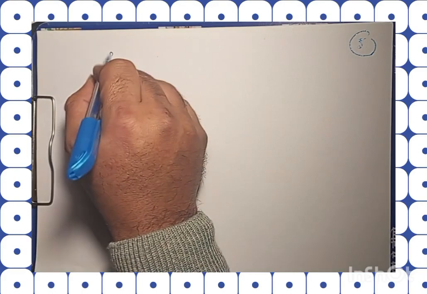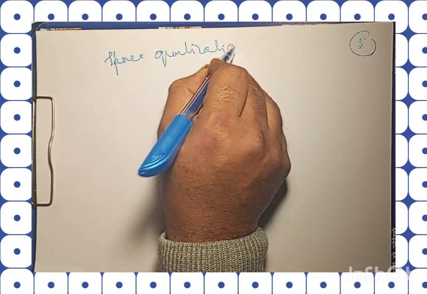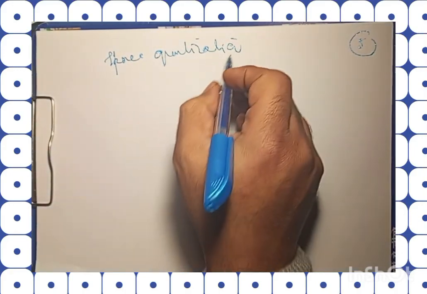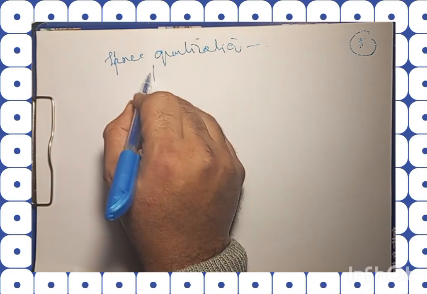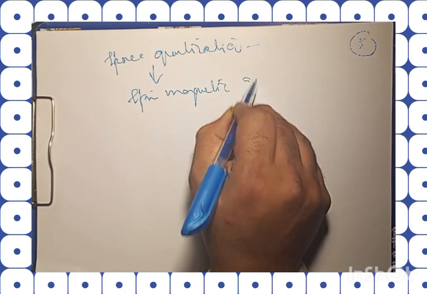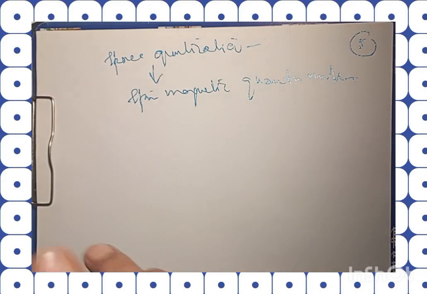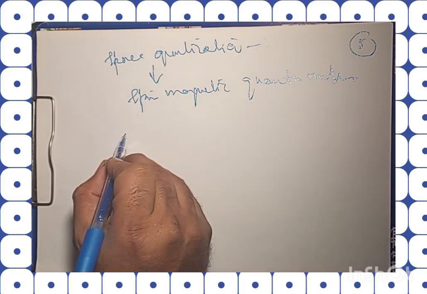Now, electron has spin and its value is 1 by 2. And what we have is space quantization of electron spin. This space quantization is described by the spin magnetic quantum number.